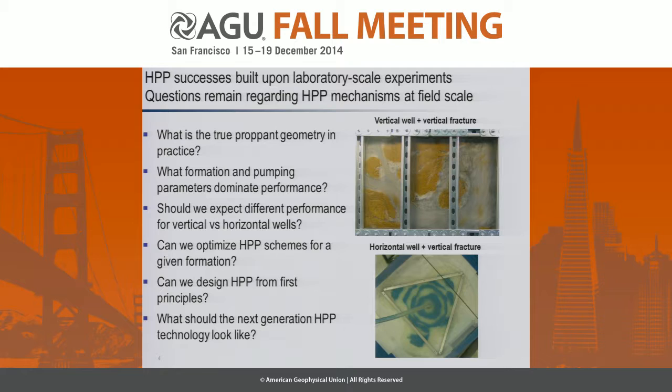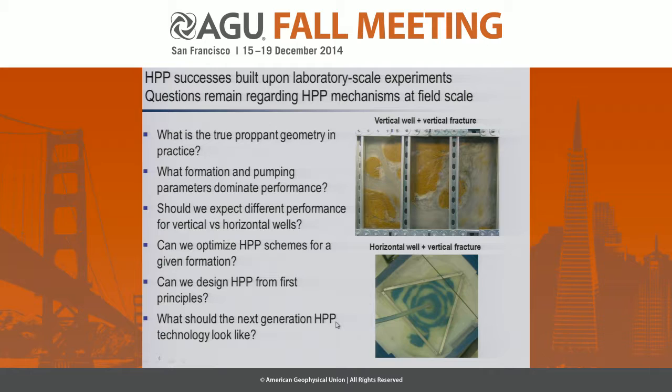As I'll show you shortly, there are a number of great uncertainties around understanding things at the field scale. So we wanted to develop a first principles approach to predicting the performance of these sorts of systems, with a view to understanding the differences between the different well geometries we might encounter and formation properties, and then looking to the future. If we could understand how to design a heterogeneous proppant placement scheme from first principles and predict its performance, it would allow us to anticipate what the next generation of technology should look like.